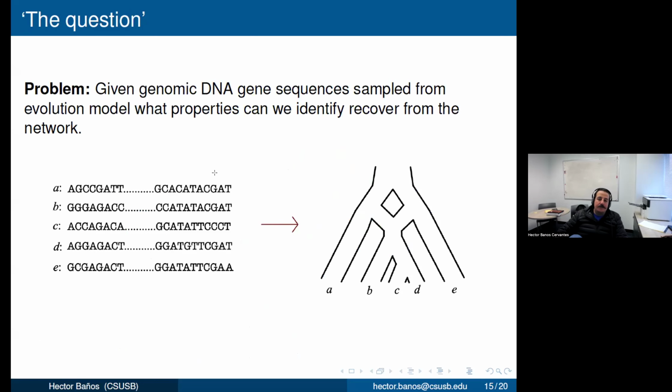So the main question we want to solve is, given a DNA sequence or DNA sequences sampled from evolution models, what properties can we identify and recover from the network? Given a DNA sequence, what can you identify from the network? That is what I mostly work on. Again, this is pretty informal, but that is more or less what I do, and we apply a lot of mathematical models.